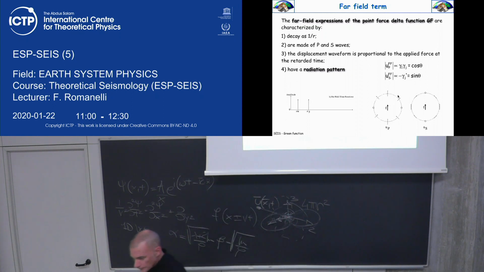So, compared to the wave physics course, we know these two, P wave and S wave, but now we have a radiation pattern. That is very simple: cosine and sine.